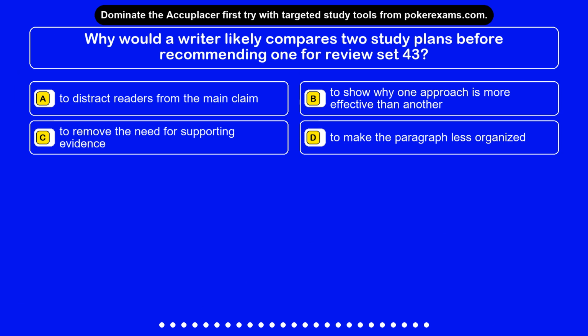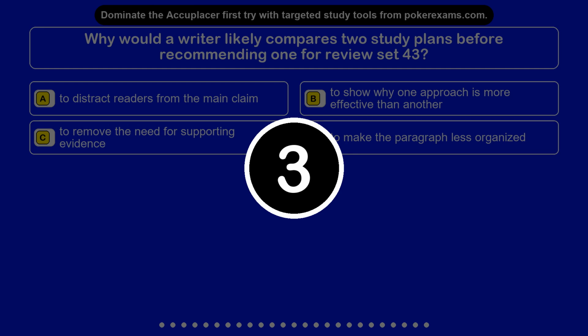Question 16. Why would a writer likely compare 2 study plans before recommending one for review set 43? Option A, to distract readers from the main claim. Option B, to show why one approach is more effective than another. Option C, to remove the need for supporting evidence. Option D, to make the paragraph less organized.